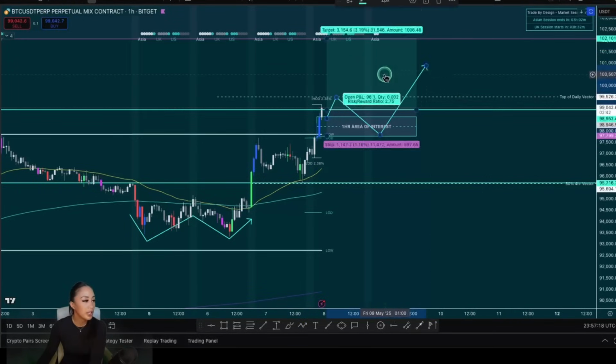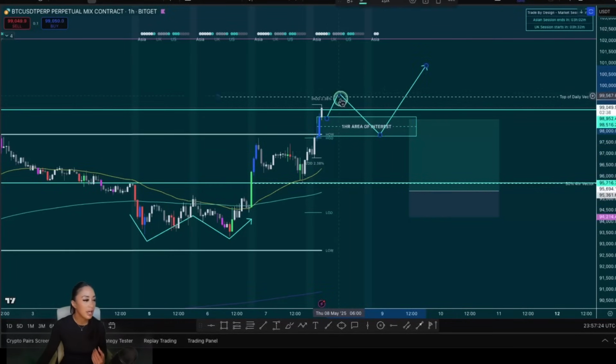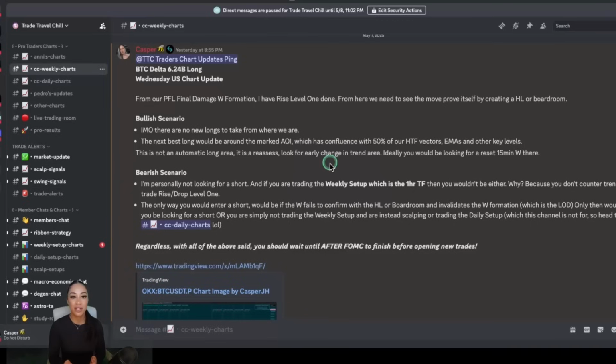So for now, you let this one move away. You don't FOMO the trade if it starts to move to the upside. You let it run. You let it come back and give you a retracement, and then you can look for the next long position.